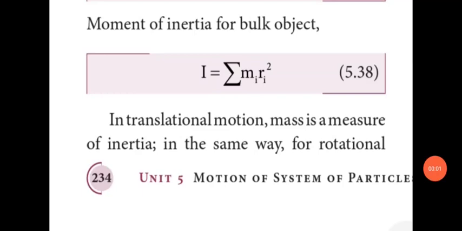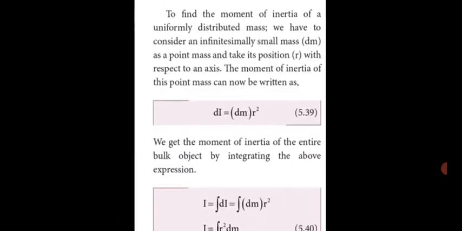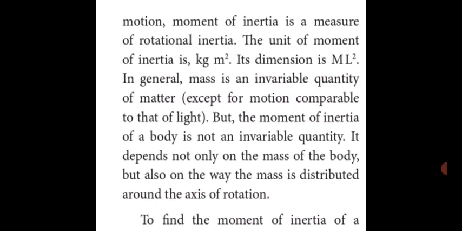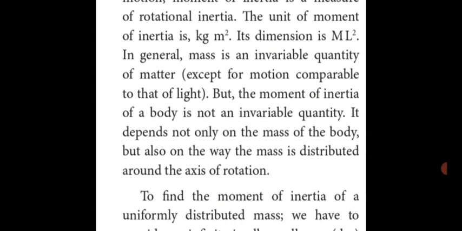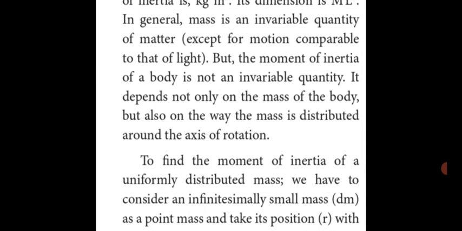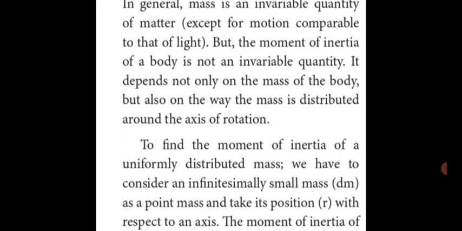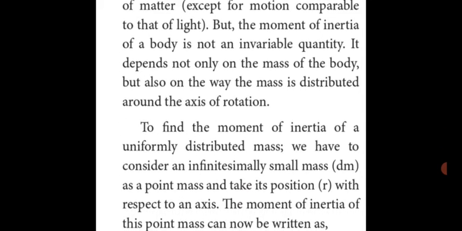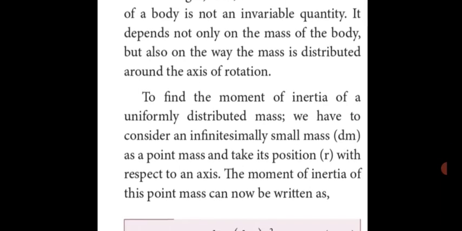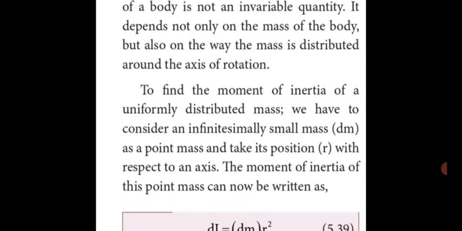In translational motion, the mass is a measure of inertia. In the same way, for rotational motion, the moment of inertia is a measure of rotational inertia. The unit of moment of inertia is kg meter square, and its dimension is ML square. In general, mass is an invariable quantity of matter, except for motion comparable to that of light. But the moment of inertia of a body is not an invariable quantity. It depends not only on the mass of the body but also on the way the mass is distributed around the axis of rotation.